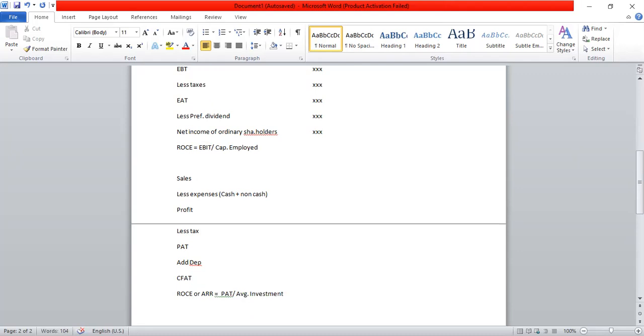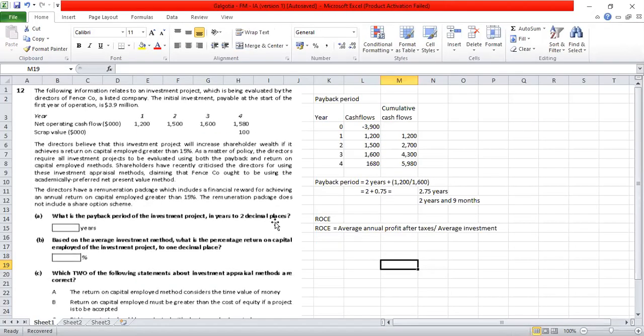Most of the financial management textbooks do not discuss this form of the ratio, these variables considered into the ratio. This is also correct. The first one is correct. Second one is also correct. But depending on the situation, where it is more suitable, that has to be looked into. So the question which we are solving says calculate ROCE only, based on the average investment method, what is the percentage return on capital employed of the investment to one decimal place?